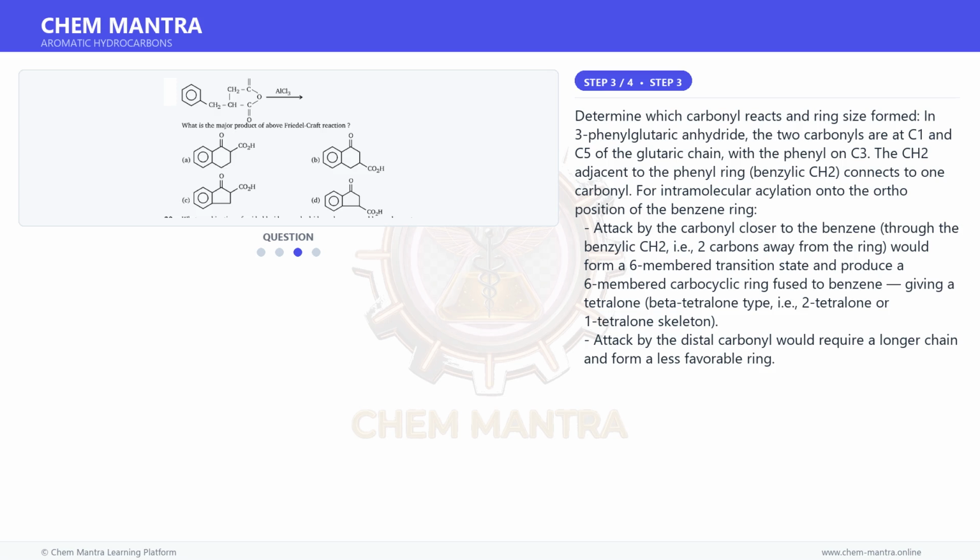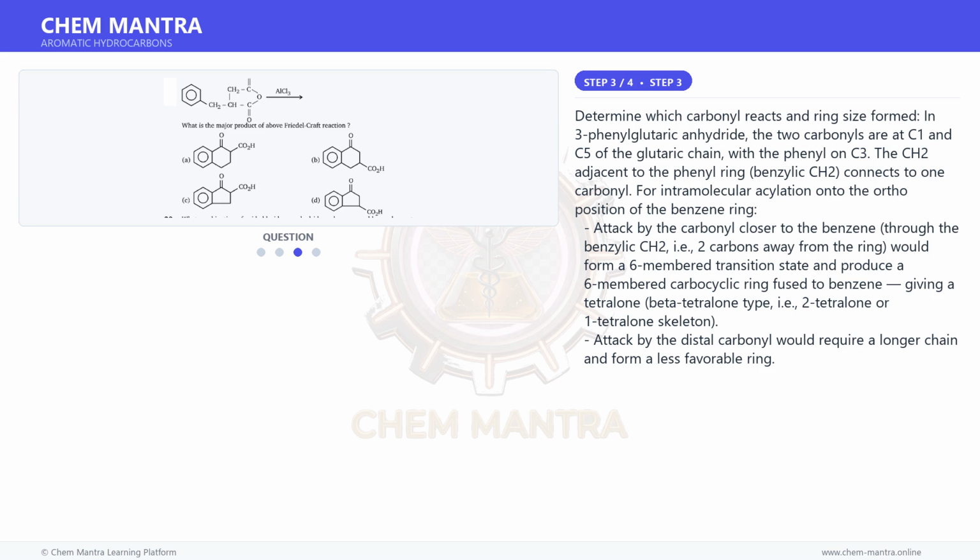Moving on to the next step. Determine which carbonyl reacts and ring size formed. In 3-phenylglutaric anhydride, the two carbonyls are at C1 and C5 of the glutaric chain, with the phenyl on C3. The CH2 adjacent to the phenyl ring, the benzylic CH2, connects to one carbonyl.